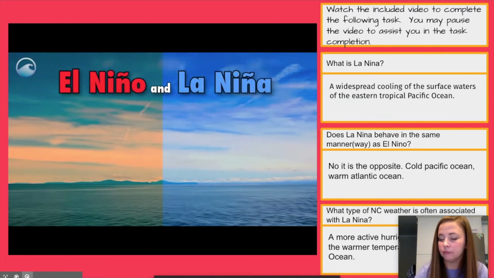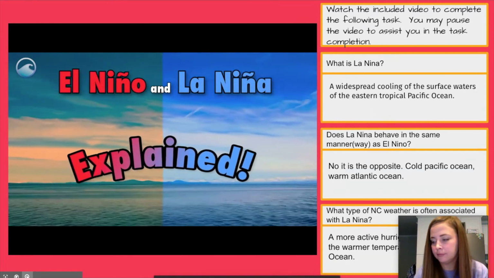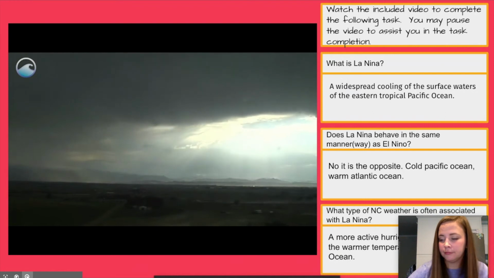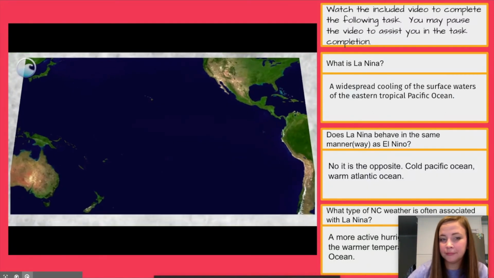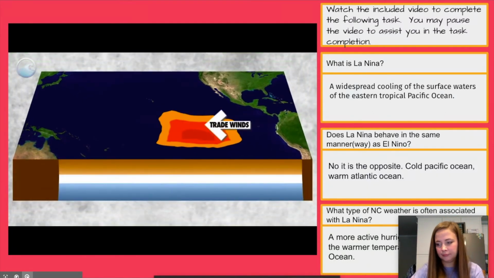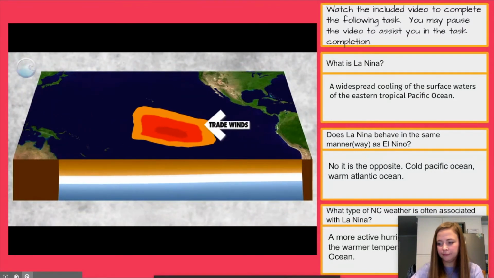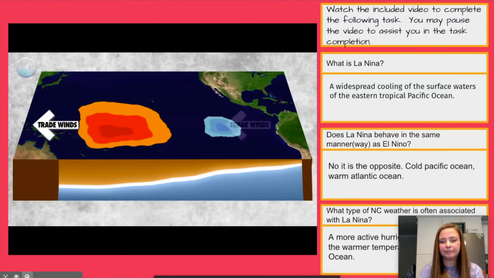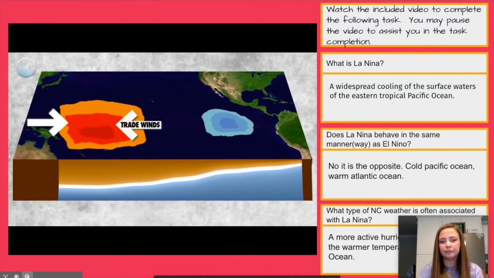Warmer or colder than average ocean temperatures in one part of the world can influence weather around the globe. Boggles the mind, right? Here's how it works. During normal conditions, trade winds, which blow from east to west, push warm surface waters towards Asia, piling it up in the western Pacific. In some years, though, the trade winds weaken.